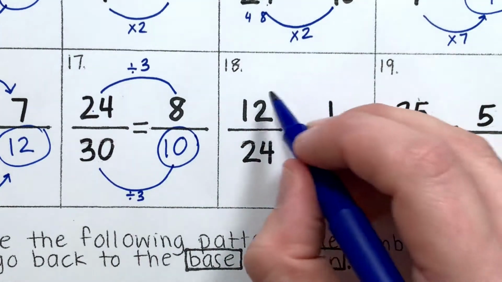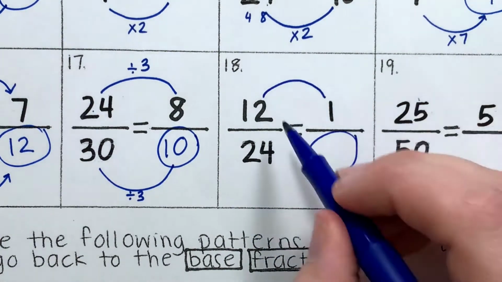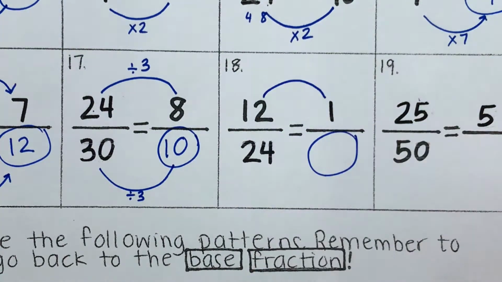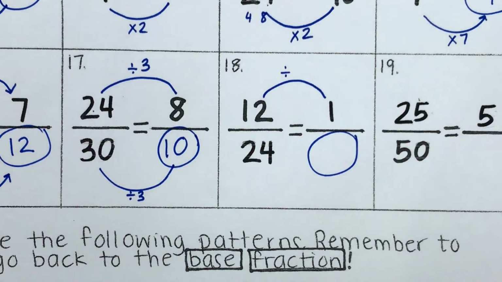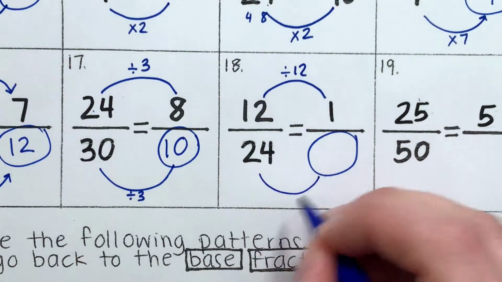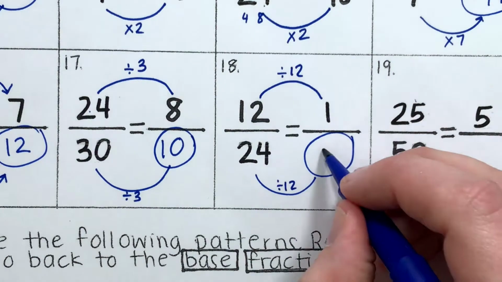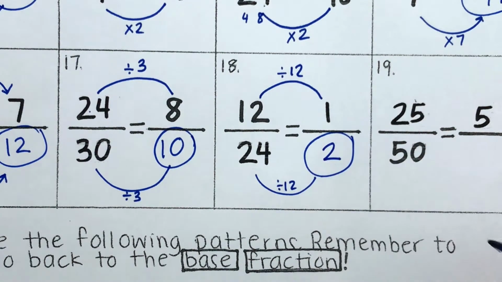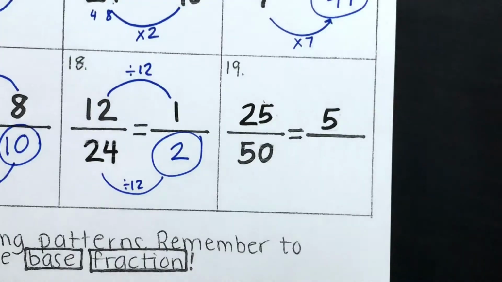Okay. Here we have a connection here. And to get from 12 to 1, what are we dividing by? It might take you a second, but it's actually 12. 12 divided by 12 gives you 1. So we have to do the same thing down here. 24 divided by 12 gives you 2, which equals 1/2. Makes sense. 12 is half of 24. So 2 is our mystery number there.